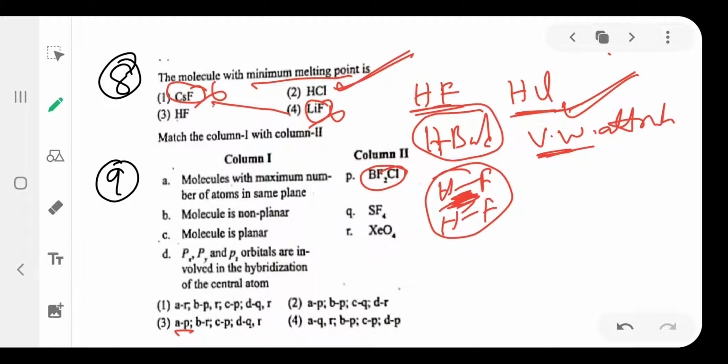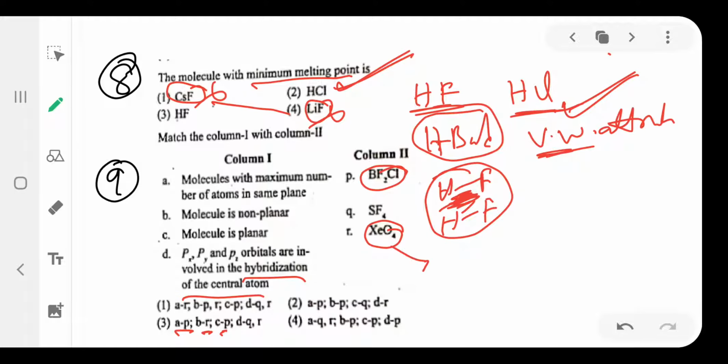A is equal to P. Molecule is non-planar: what are the non-planar ones? XeO4 is non-planar. So B is equal to R. Next, molecule is planar: BF2Cl, so C is equal to P, BF2Cl is planar.